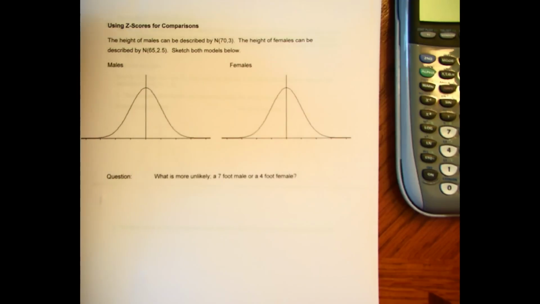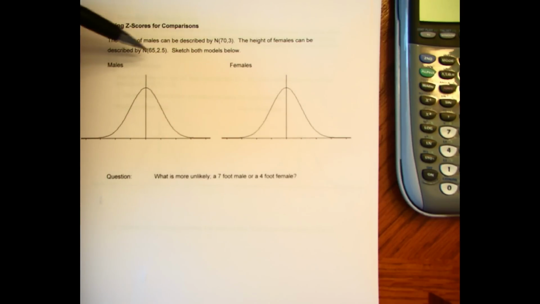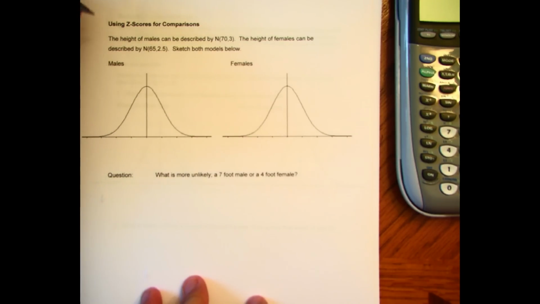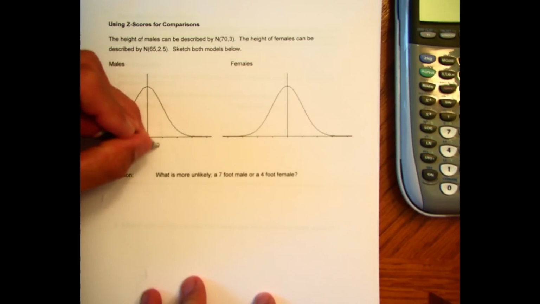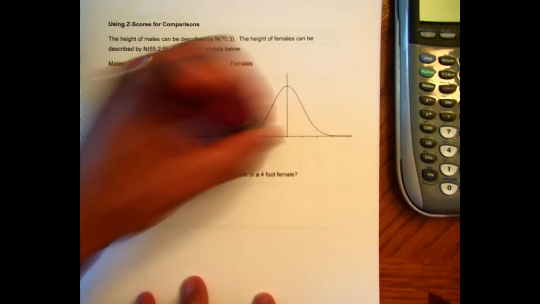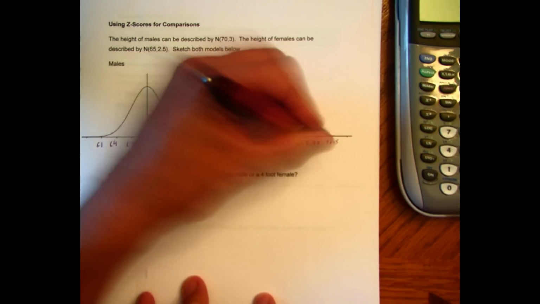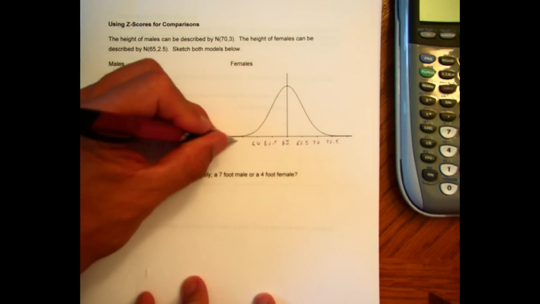Alright, so now we have a comparison problem. We have the height of males. Males have a normal model with a mean height of 70 inches and a standard deviation of 3 inches, and females are described by a normal model with a mean of 65 inches and a standard deviation of 2.5 inches. So males would look like this, and females would look like this.